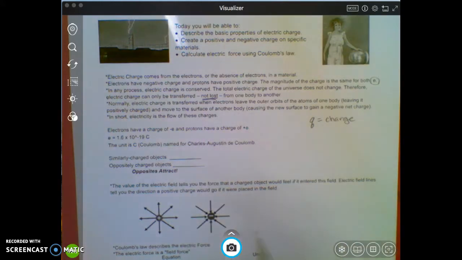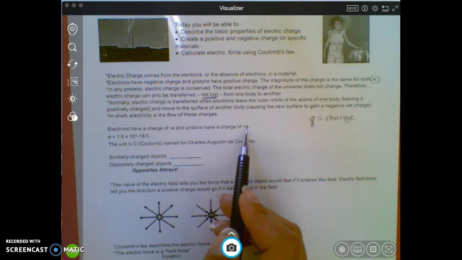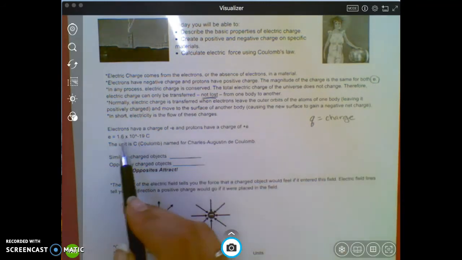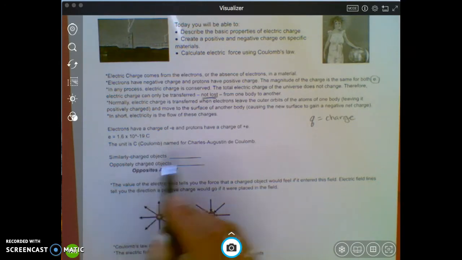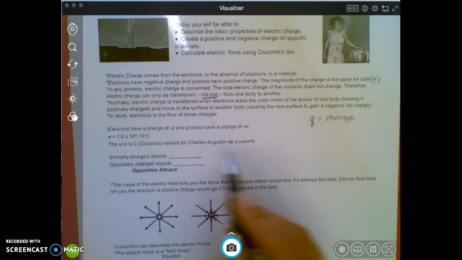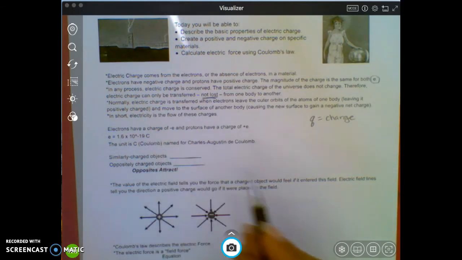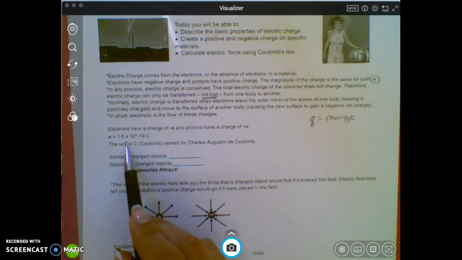Electrons have a charge of negative e, protons have a charge of positive e. e is just the letter we use for the charge of an electron or a proton, and that number is 1.6 times 10 to the negative 19 coulombs. Coulombs is the unit we're going to use for charge. It's named after a person, Charles Coulomb, so it's always capital. Don't use little c, which is for the speed of light. Big C is coulombs, and it's how we measure charge.